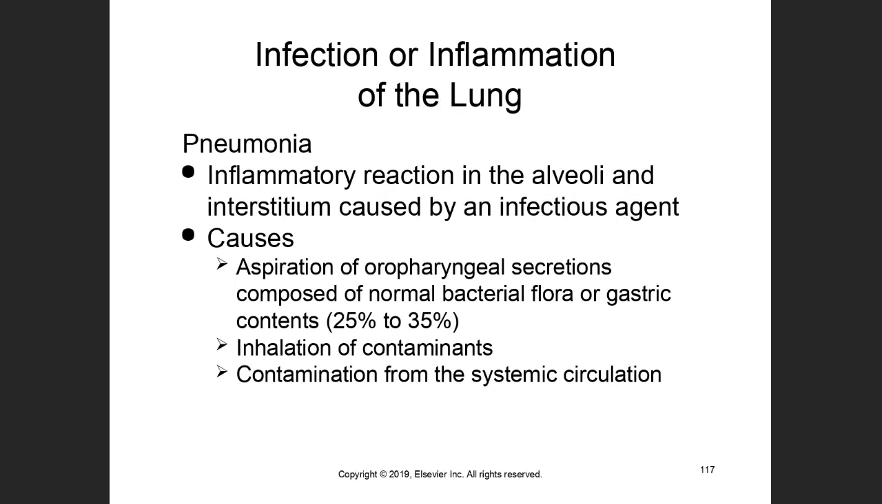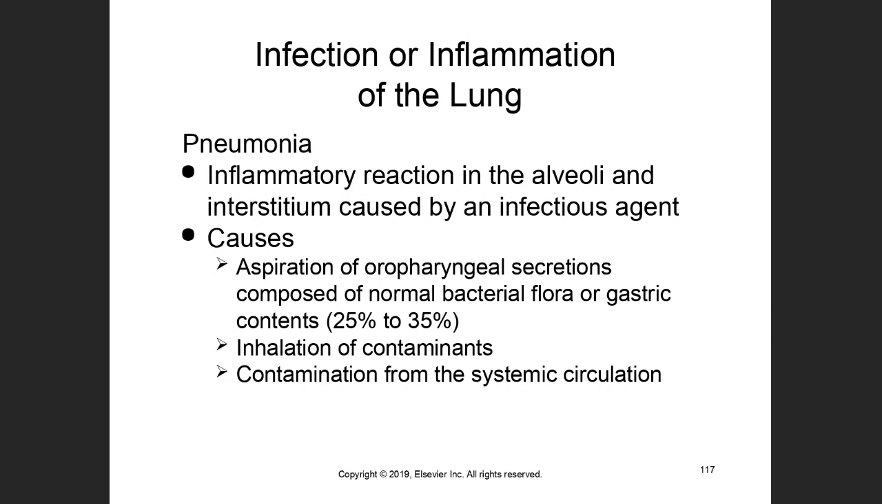Now we have pneumonia. Pneumonia is an inflammatory reaction of the alveoli and interstitium caused by an infectious agent. Causes: aspiration of oropharyngeal secretions, which occurs in patients that are hospitalized or have neurological problems, like a stroke, because maybe they have a decreased gag reflex. If they have a decreased gag reflex, the patient aspirates the contents and can develop aspiration pneumonia.